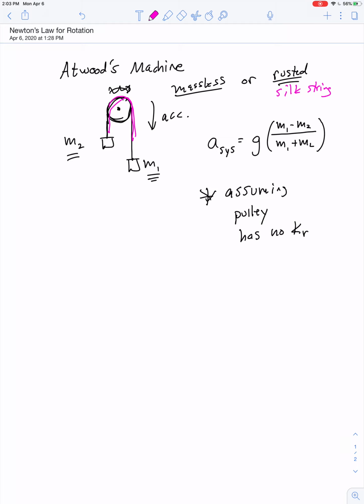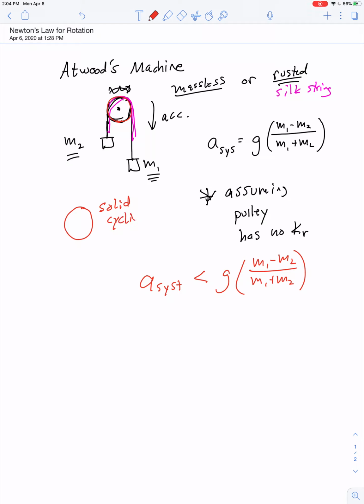But what about real life? How does this stuff really work? Well, if the pulley does rotate, then the acceleration is going to be something less than g times M1 minus M2 over the quantity M1 plus M2. How much less? Well, it depends on whether our pulley is a solid cylinder or a hoop.